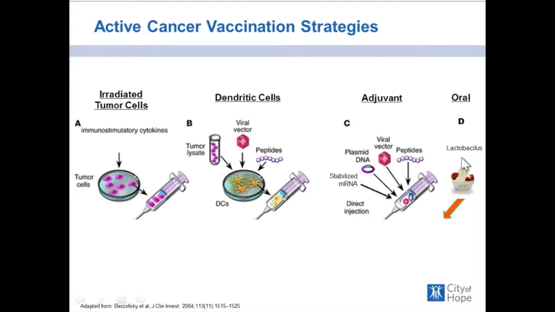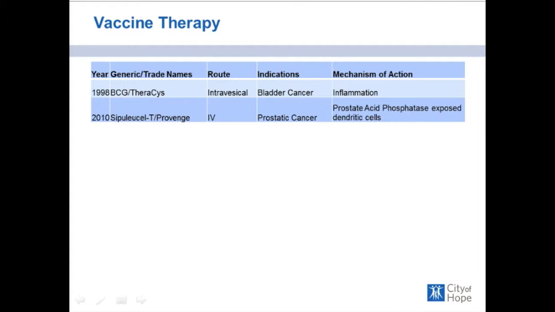And then a number of investigators are looking at oral approaches with carriers like lactobacillus, where you have tumor antigens embedded in this bacteria that then get expressed and the body reacts against them. And so there are two vaccine therapies that have been approved. One is BCG for intravesical treatment of bladder cancer. It's considered a vaccine because it stimulates an immune response.